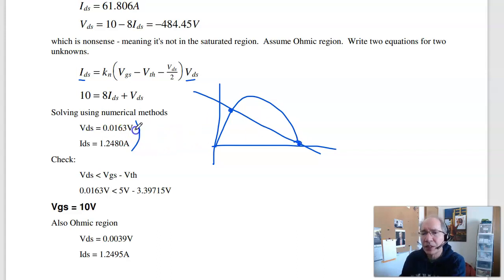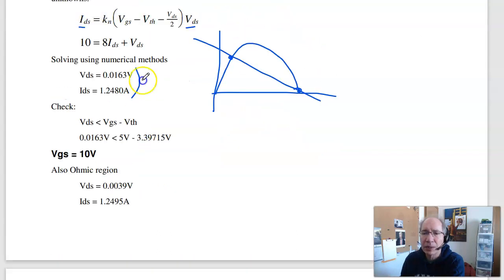So that's the correct answer when VGS is 5 volts. And as a check, VDS is indeed less than VGS minus V threshold. This is ohmic. Repeat, change this to 10 volts, and again do a numerical solution, and I get that answer. Basically, VDS is almost 0.